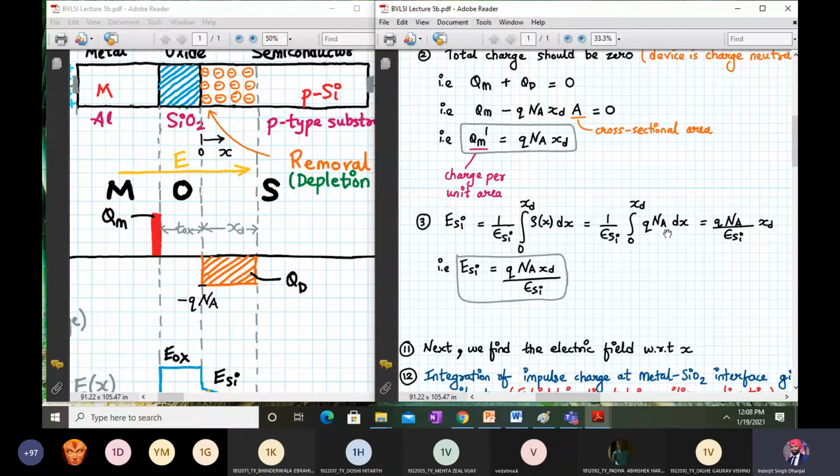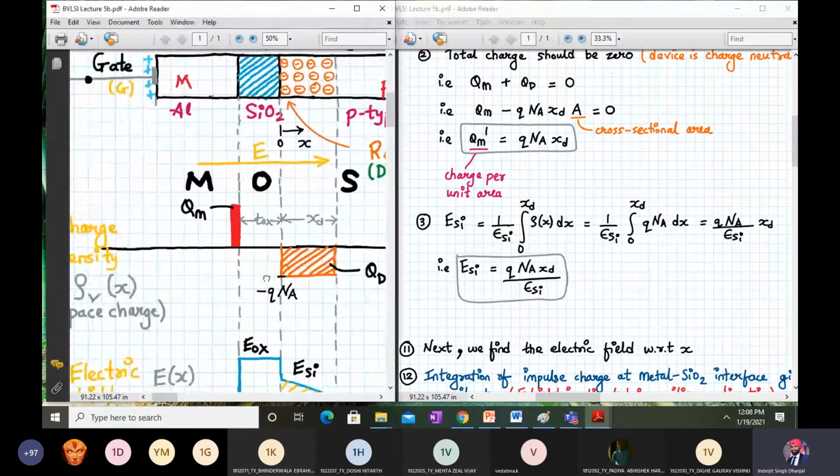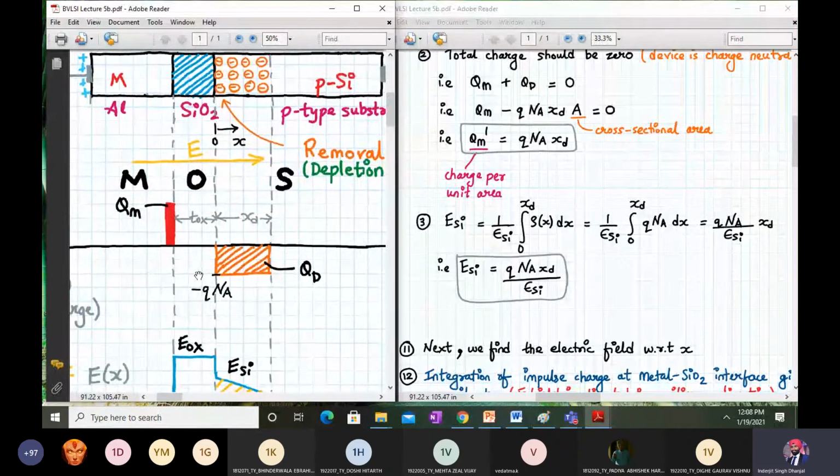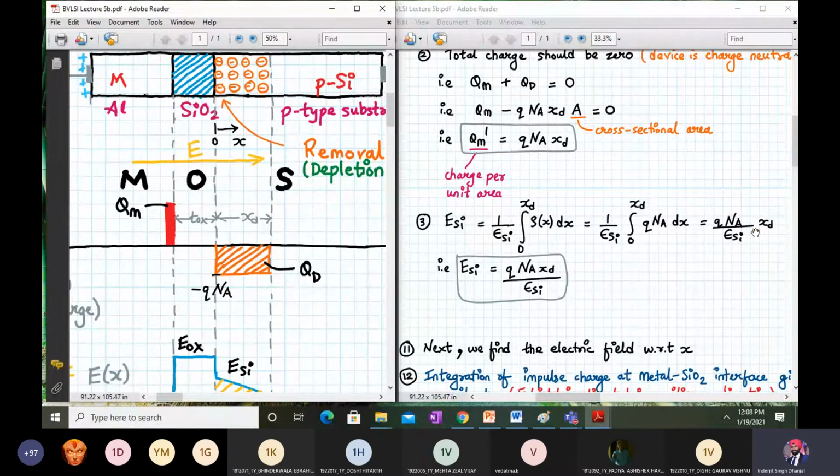What is the space charge over here? In case of the semiconductor, it is q into NA. This q into NA is a constant, and epsilon SI is also a constant. So we have the integral of dx over 0 to XD, and you'll get XD. So the formula for the electric field in the semiconductor is given by q into NA into XD divided by epsilon SI.